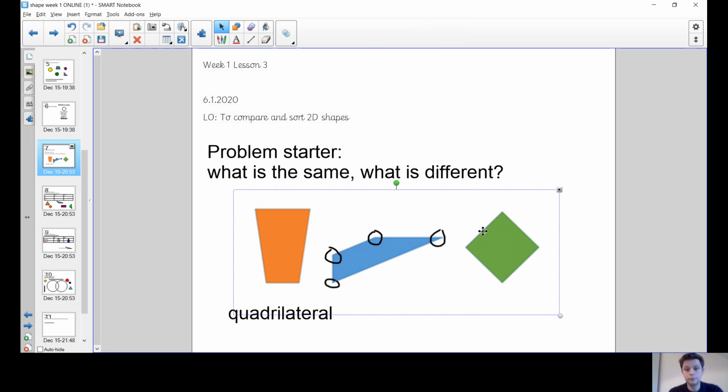This green one is a special quadrilateral. We would call it a square because all of the sides are the same length. That's something that's different about this one to these other two. In this shape, this square, all the sides are the same length. In these shapes, the sides are different lengths. They're also different colours and different sizes. So there's lots of things there that you could have said were the same, lots of things you could have said that were different.